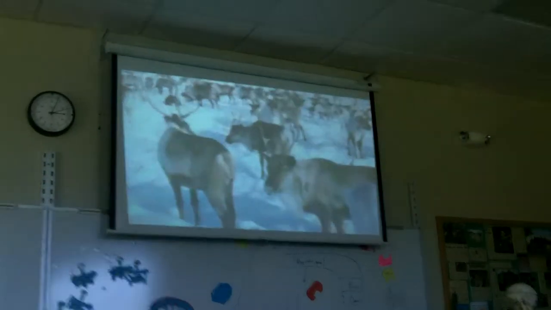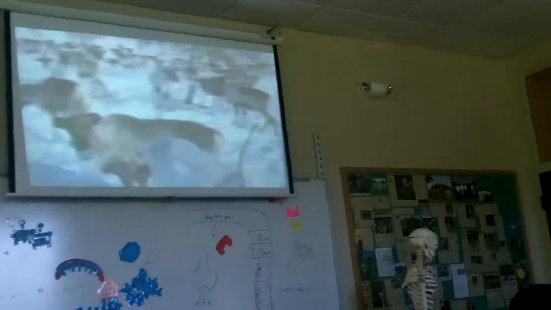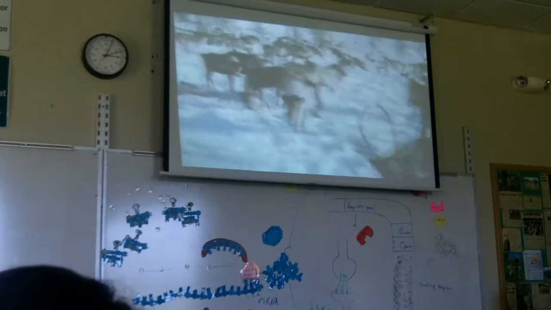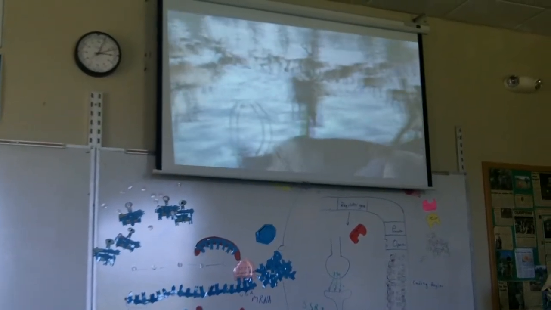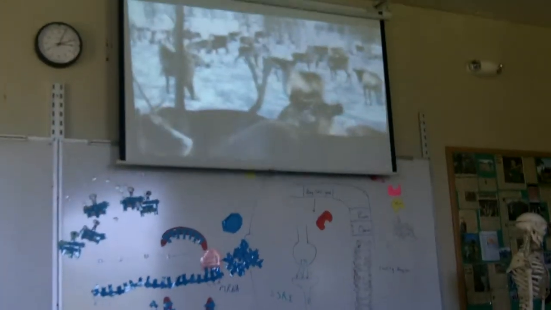Just to the south of the polar ice cap lies the tundra. This harsh environment is the home of caribou. Caribou graze on plants during the summer and on lichens in the winter. Polar bears live near the Arctic Ocean. They hunt seals and other animals for food.